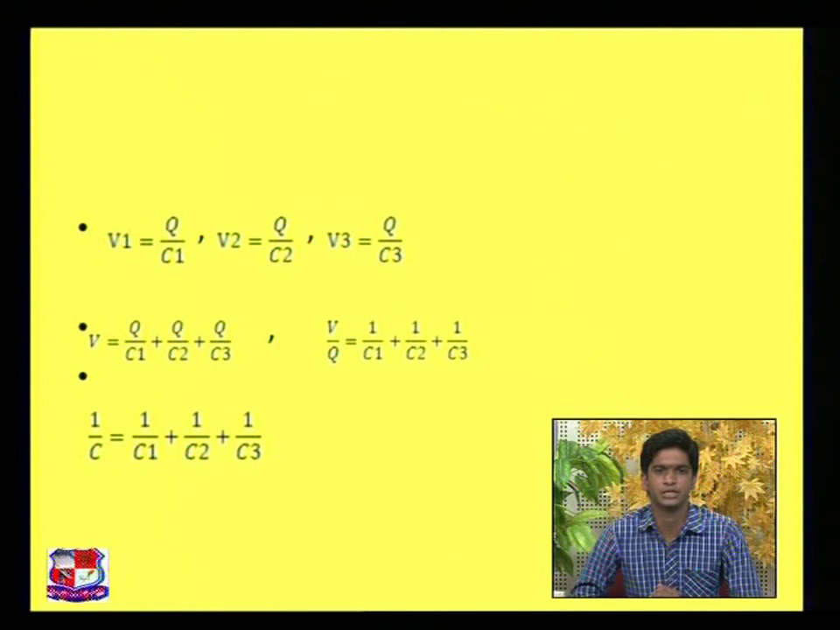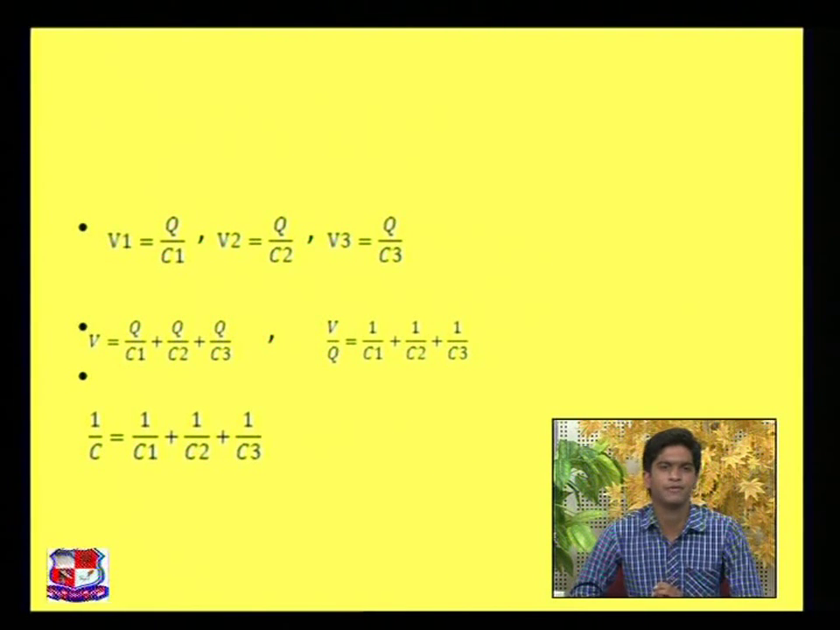comes in the denominator, it means V by Q is equal to 1 by C1 plus 1 by C2 plus 1 by C3. But what is V by Q? V by Q is basically 1 by C, because we know the relation Q equals CV. So V by Q is 1 by C.